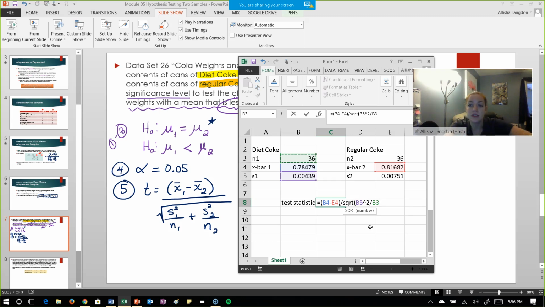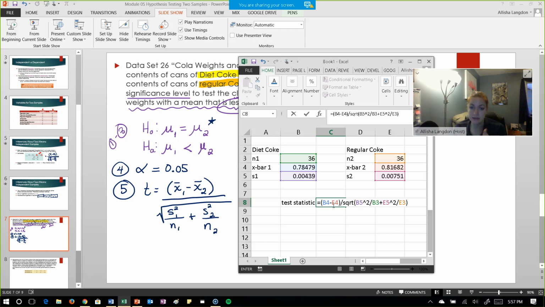Now, we have to do the same thing to S2 squared. So we're going to add S2 squared. So I'm going to grab S2 and I'm going to square it. So I'm going to raise it to the second power. And then divide by N2, which is 36. Okay. Now you can close the parentheses because we have everything inside those parentheses. We have everything selected. We give it a glance over.